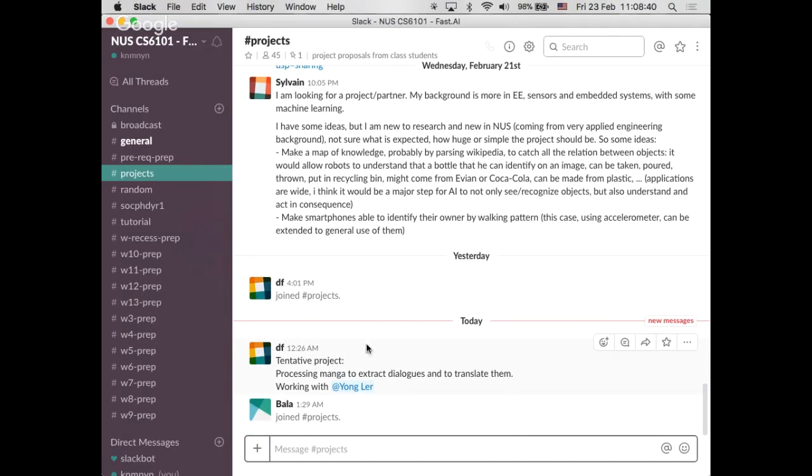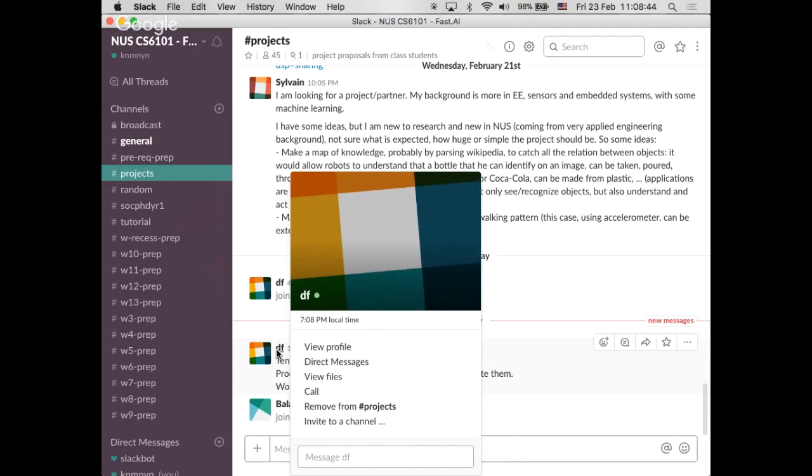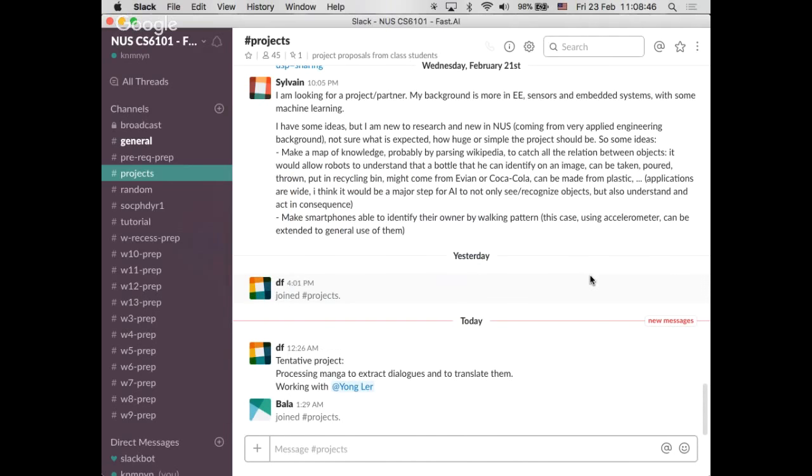Okay, DF is who? DF. Okay. And you guys are going to do manga coloring. No, sorry, processing manga to extract dialogues and translate them. You mean from the image of the manga? Okay. We might change it around. Okay.